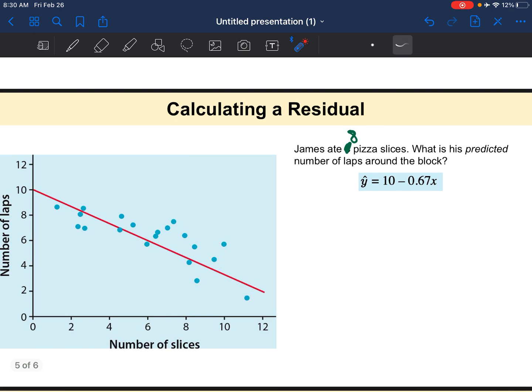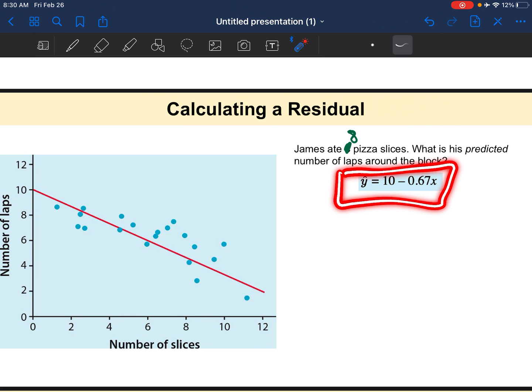Let's do this with an example. James ate 8 pizza slices. What is his predicted number of laps around the block? So James ate 8 pizza slices. Okay. And so I know that on the line here is his predicted number of laps. And that's not really exact. It looks between 4 and 6.